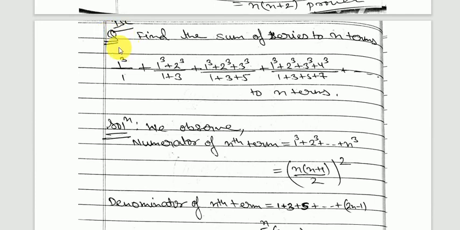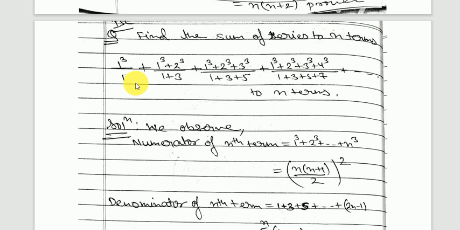Here the question is this: find the sum of the series to n terms. So here this is the series, and we have to find a general formula for the sum of n terms.